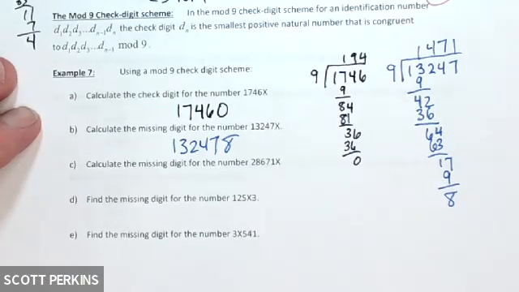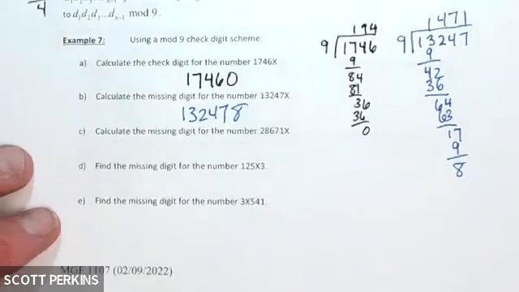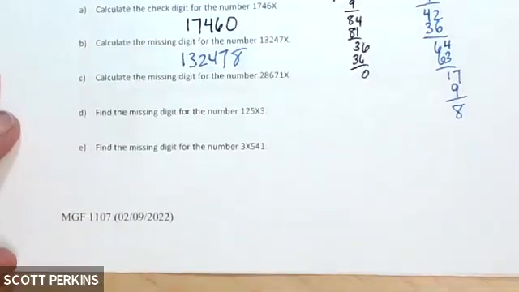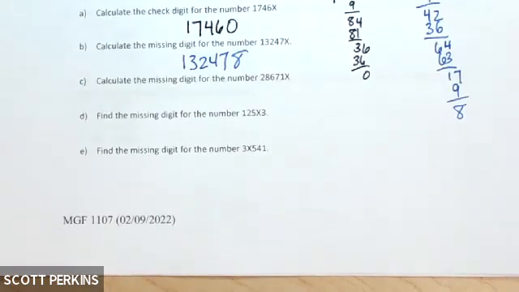Okay, one more of these and then we'll finish with a flourish. So please do C. And then we'll talk about what we can do if we know the check digit but we don't know the rest.